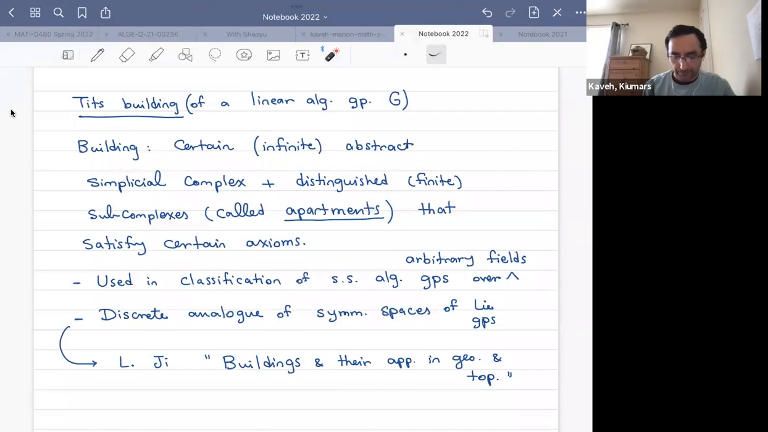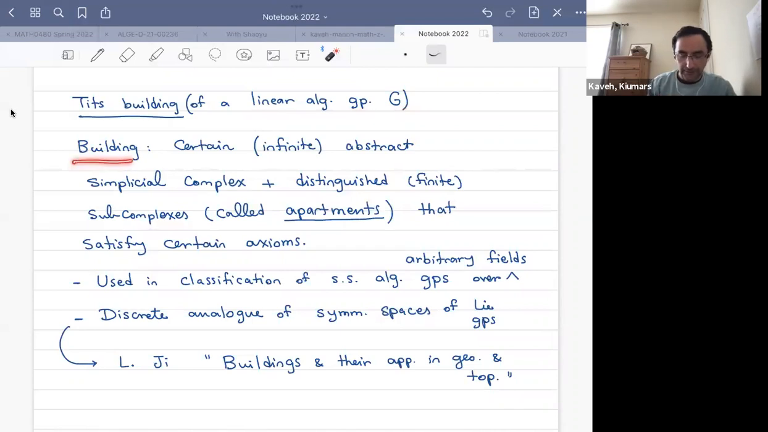Anyhow, so now I give a quick review of buildings, but I don't know really general theory of buildings beyond the basic definitions, but I'm going to talk about the building associated to a linear algebraic group G. In most of the literature, usually they take G to be a semi-simple group, but in fact, the building of a linear algebraic group and its semi-simple quotient are the same.